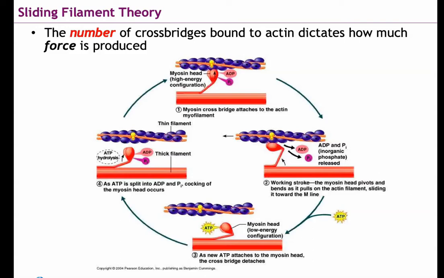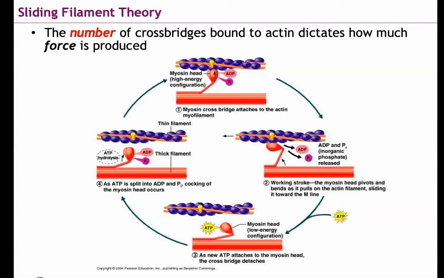And then we see number 2, this is the working stroke, or called the power stroke, okay? And so the ADP and phosphate are then released from it after the myosin head pivots, okay? But then the head is stuck there. It's stuck there until we have another ATP over here go over and break it free.